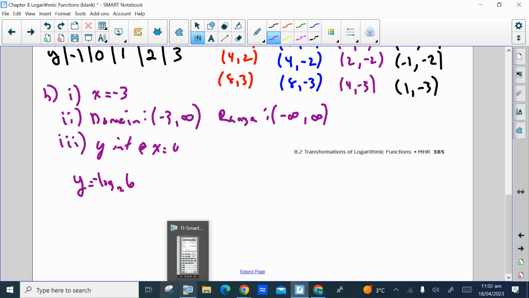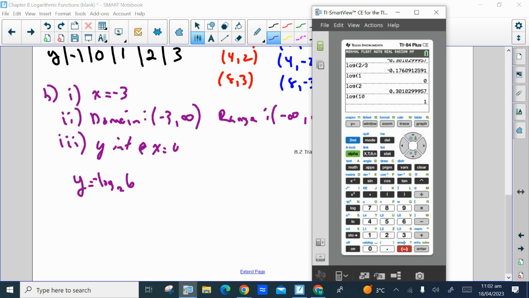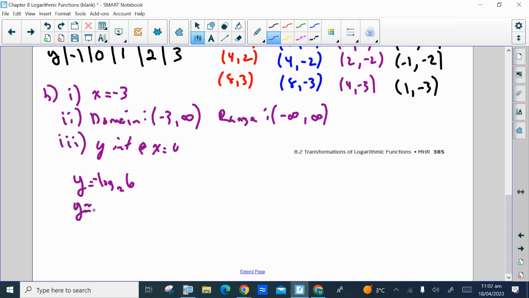This is going to be an irrational number, which we can get on our calculator. Have to put the negative sign in first, then log base 2 of 6. So it's at approximately negative 2.58. Or the point 0, comma, negative 2.58.